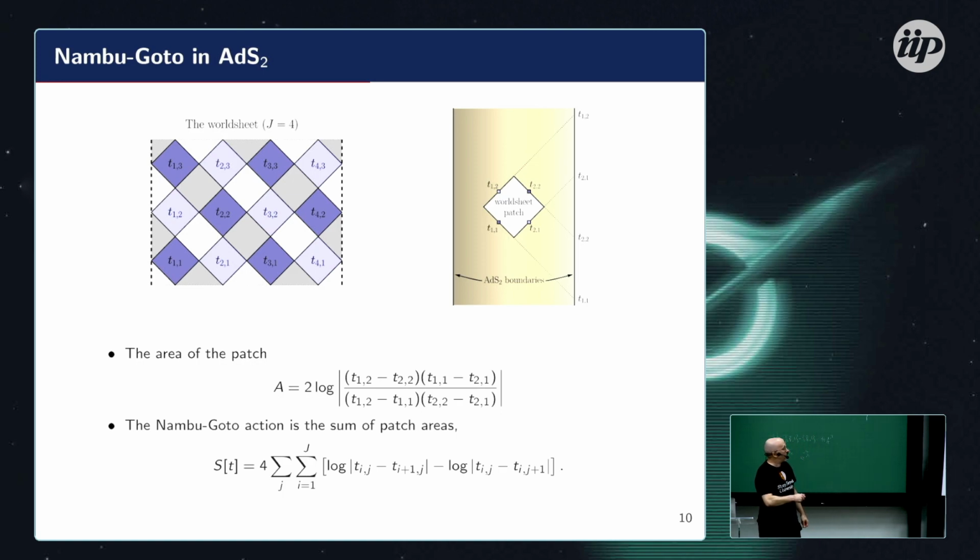We're gonna forget about the worksheet and just take this integer lattice with the time variables on it. So we kind of fix some conformal gauge here. Any other questions?